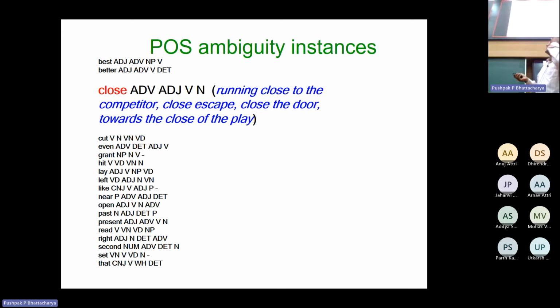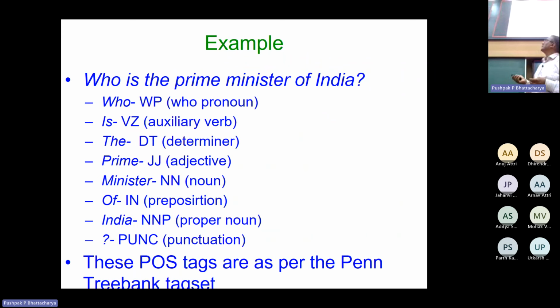Now, the reason why this problem is difficult is that words typically have multiple parts of speech. So which part of speech is applicable in that context? Okay, it is also called in-context learning. Okay, in that context, what tag is applicable? That has to be decided from the context. For example, if you take the word close, close has all parts of speech: adverb, adjective, verb, noun, all major parts of speech. Okay, so running close to the computer is adverb, close escape is adjective, close the door, verb, and towards the close of the play, noun. Okay, it has all the parts of speech. So disambiguation can happen only from the context.